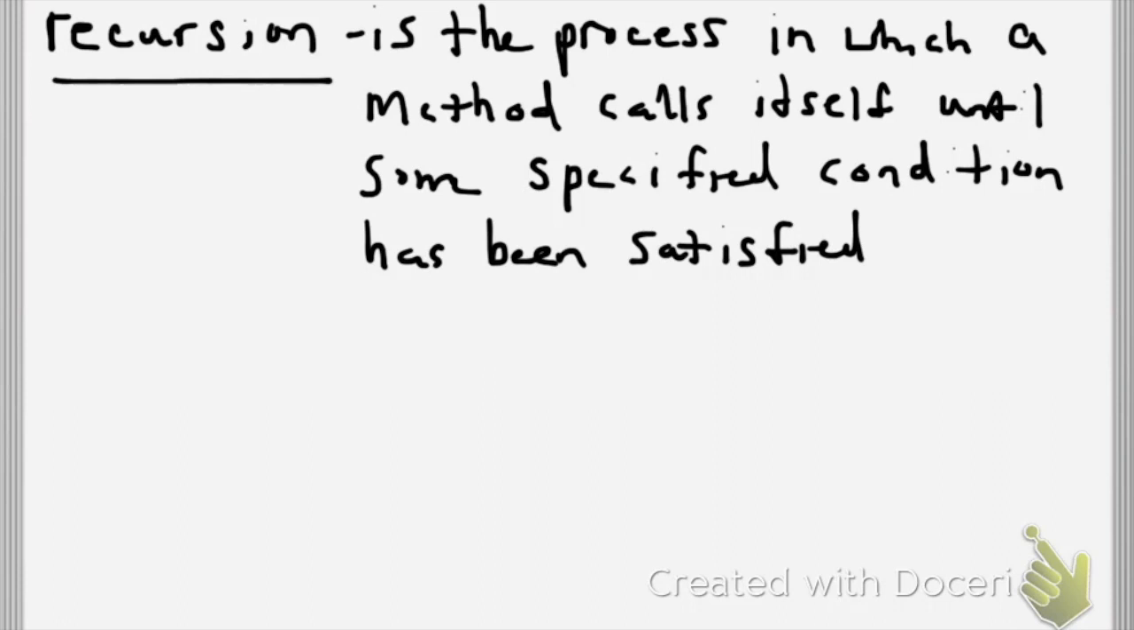Everyone. Today we're looking at, or this week we're looking at recursion. So recursion is the process in which a method calls itself until some specified condition has been satisfied. So what that comes down to is basically a method is going to call itself. So a method is calling itself inside of it until a condition has been satisfied, so we don't get into an infinite loop. All right.